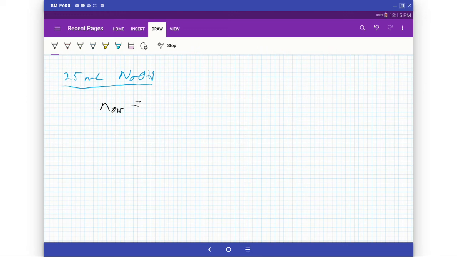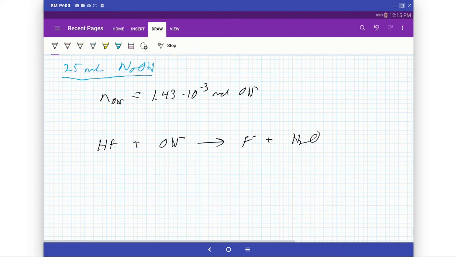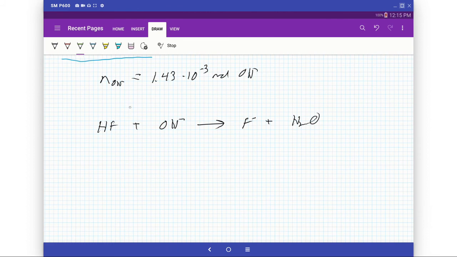Okay. A couple people are getting 1.43 times 10 to the minus 3 moles of hydroxide. And they are correct. So the neutralization reaction is here.